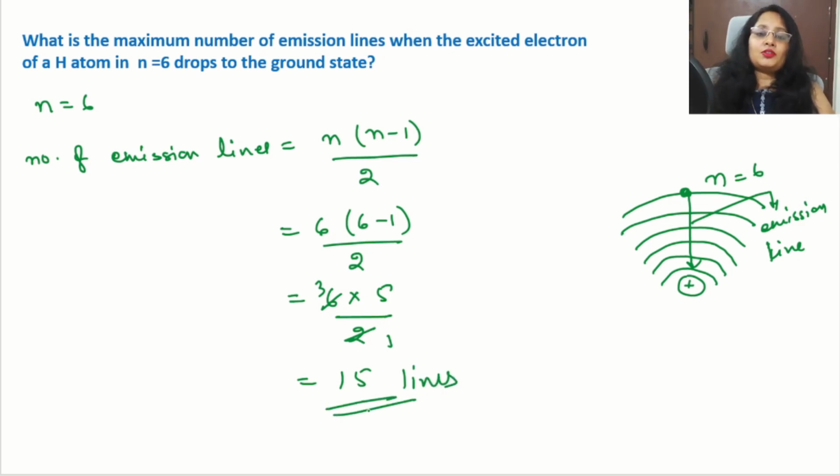So this question is solved now. When we put in the formula, we get the value 15 lines. So the total number of emission lines which will be created is 15 in number. So friends, the calculation is very easy, and for this very easy calculation we give only 1 or 2 minutes.